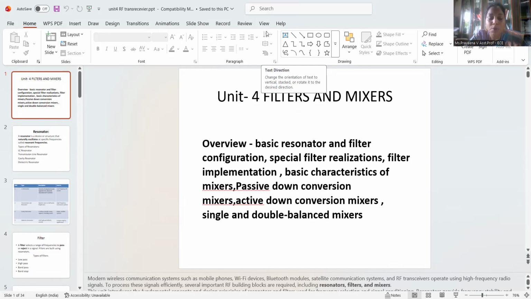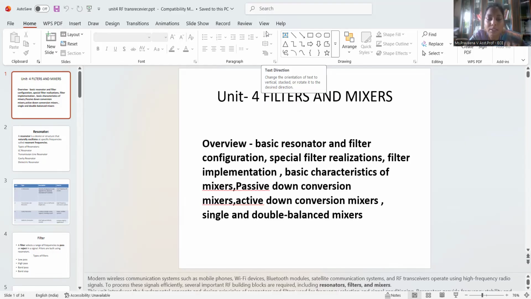And this unit also focuses on mixers, which are very essential for frequency conversion circuits of communications receivers and transmitters. Generally, mixers will translate the signals from one frequency to another. This enables the signal processing very easily. And let us see about various mixer architectures, such as passive down conversion mixers and active down conversion mixers, and single balanced mixers, double balanced mixers. These will be discussed along with the operating principle, characteristics, advantages, and application.